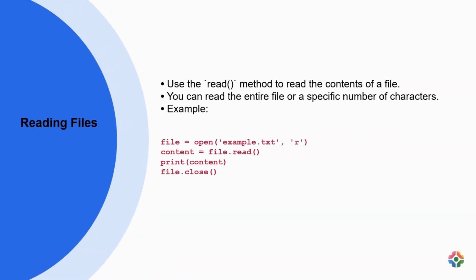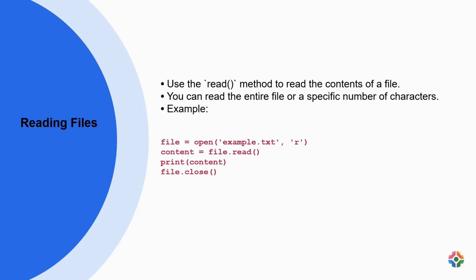To read the contents of a file in Python, you can utilize the read method. This method can be used to read either the entire content of the file or a specified number of characters. For instance, by opening a file example.txt in read mode 'r', calling read on the file object retrieves the complete content. Subsequently, printing the content outputs the data.